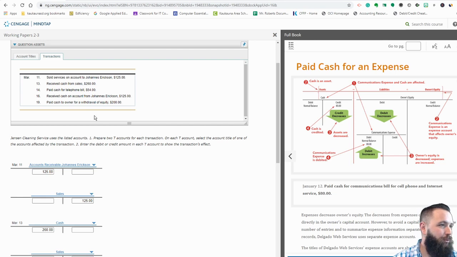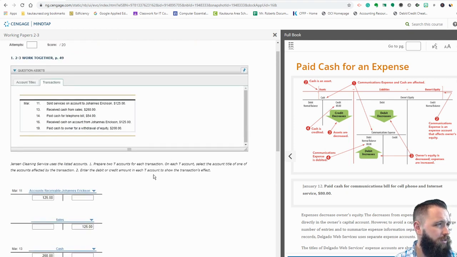Why? Well, because on the 11th, look at this. We sold service on account to Johannes Eriksson, and we recorded that as a sale. Now he's just paying us that money. If we recorded it as a sale again, we'd be recording that as a sale twice, and that wouldn't be accurate, right? So when we look at this, received cash on account.